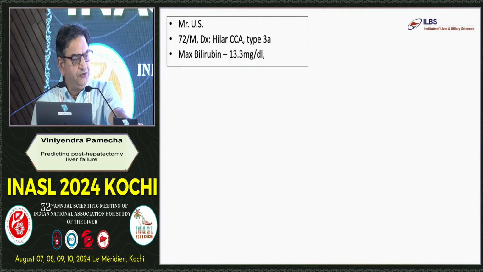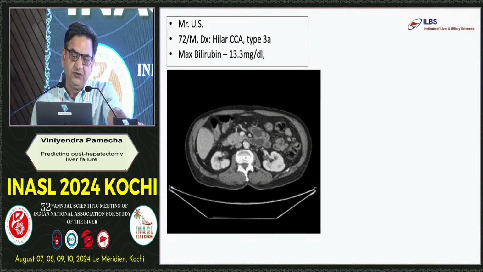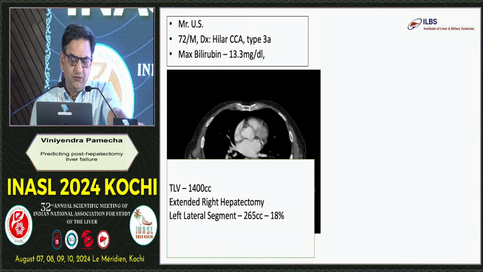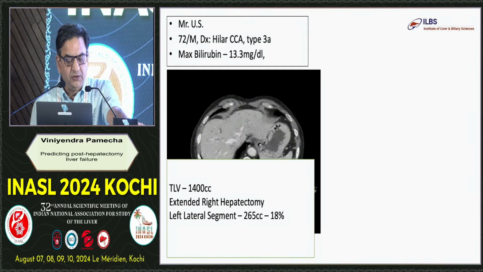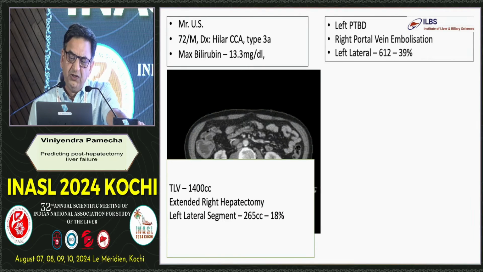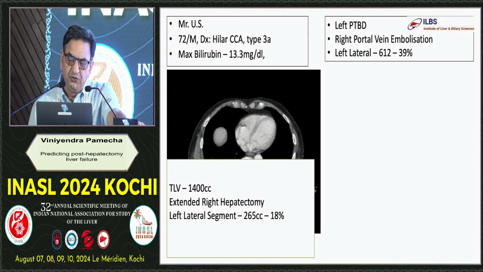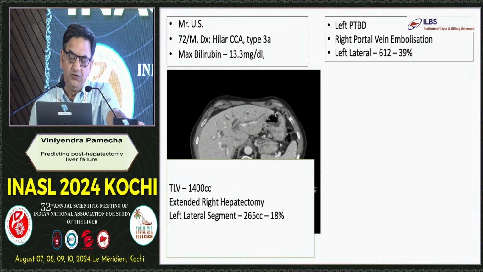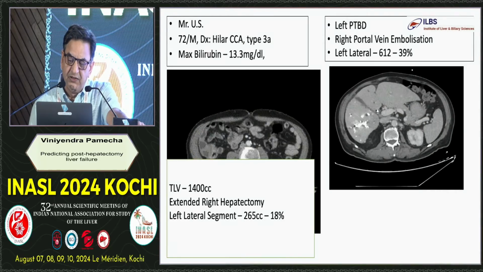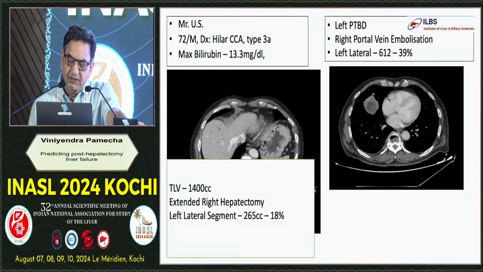So what to do when you have inadequate volumes? This is again a patient with hilar cholangiocarcinoma type 3A, maximum bilirubin was 13, and the volumetry showed the left lateral segment was about 265 cc, about 18% of the liver volume. So we did a left PTBD on him and right portal vein embolization. There was a good growth on the left side. The left lateral volume increased to 39%, more than 600 ml as well. That's just to show the portal vein embolization and the left PTBD.